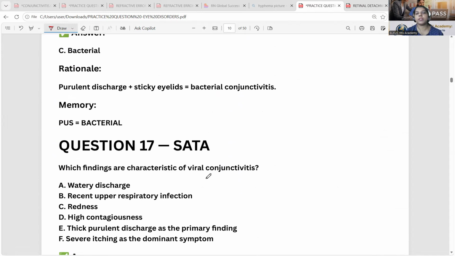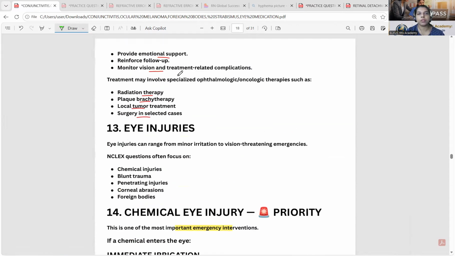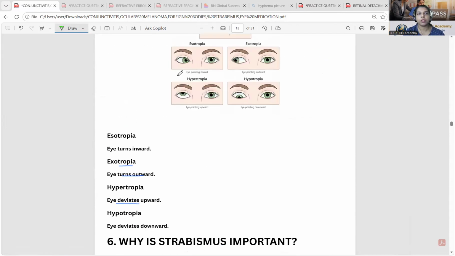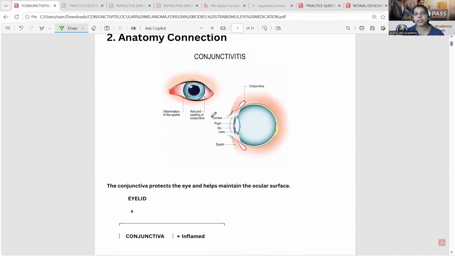So this question is related to viral conjunctivitis. Conjunctivitis means there is inflammation of the conjunctiva. I can explain with a picture. The conjunctiva is the transparent membrane which protects the sclera. So when it gets inflamed or infected, what happens? The eyes will appear red in color, and there will also be secretions.